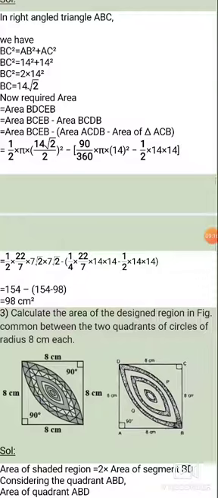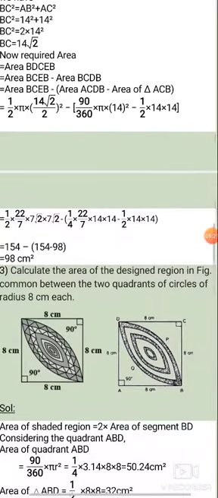Considering the quadrant ABD, area of the quadrant ABD is equal to 90 by 360 into pi into r square. Now 1 by 4 into, that is, 90 and 360 are cancelled. 1 by 4 into 3.14 into radius, what? 8. 8 into 8. So we can cancel it and divide it. So at last, what we get? 50.24 centimeter square. That is the area of the quadrant ABD only.